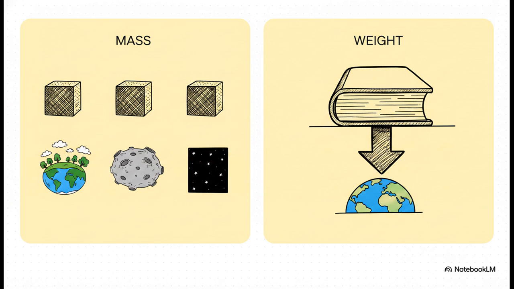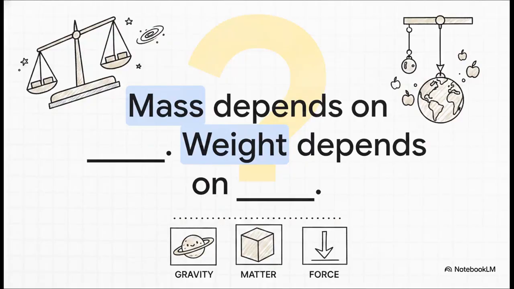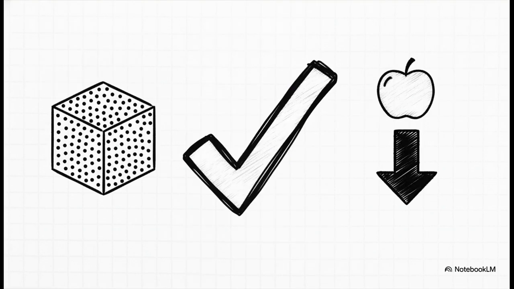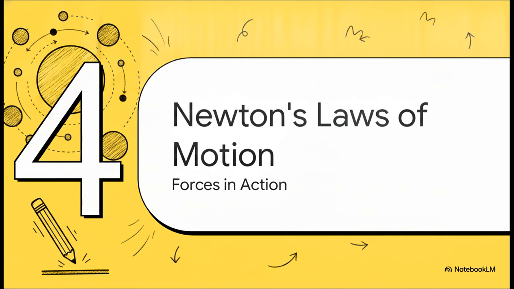So, say you have a 2-kilogram book sitting on your desk. Its mass is 2 kilograms, but its weight is calculated by how hard the Earth's gravity is pulling that 2 kilograms down toward its center. Let's lock this concept down with a quick fill-in-the-blank question. Mass depends on blank, and weight depends on blank. And the correct answer is D. Mass depends on the amount of matter, and weight depends on gravitational force. Keep that straight, and you are going to breeze right past one of the most common trick questions they'll throw at you.